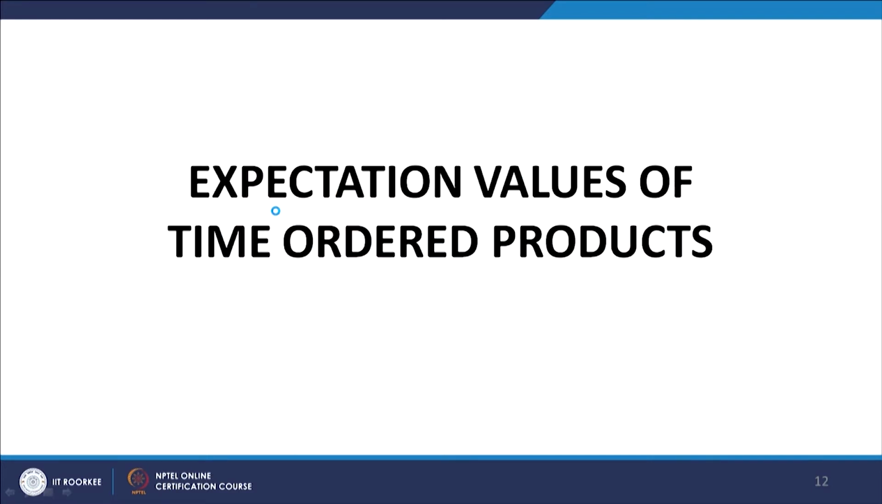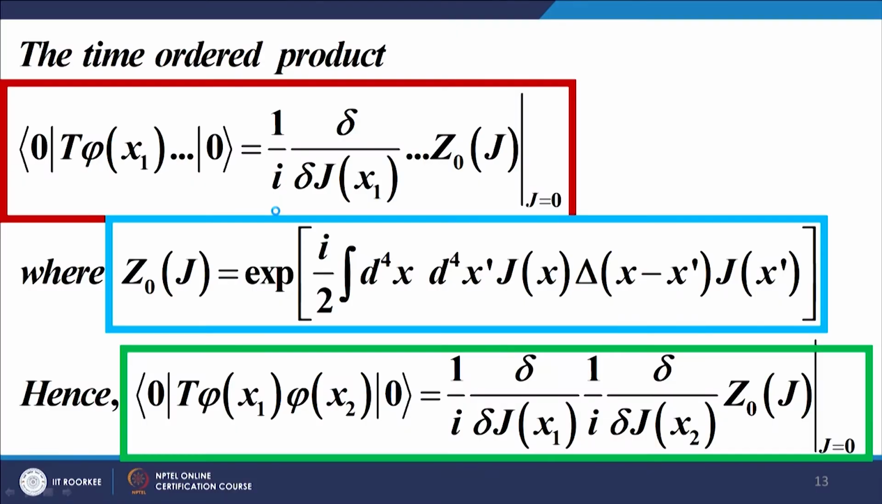Now, we come to the expectation values of the time ordered products. The time ordered products, as per the formula that we arrived at earlier in the context of quantum mechanics, is given by the expression in the red box at the top of the slide: 1 upon i functional derivative of the generating functional with respect to j, and then setting j equal to 0, where Z0[j] is given by the expression in the blue box that we have just now found in the context of the Klein-Gordon equation.